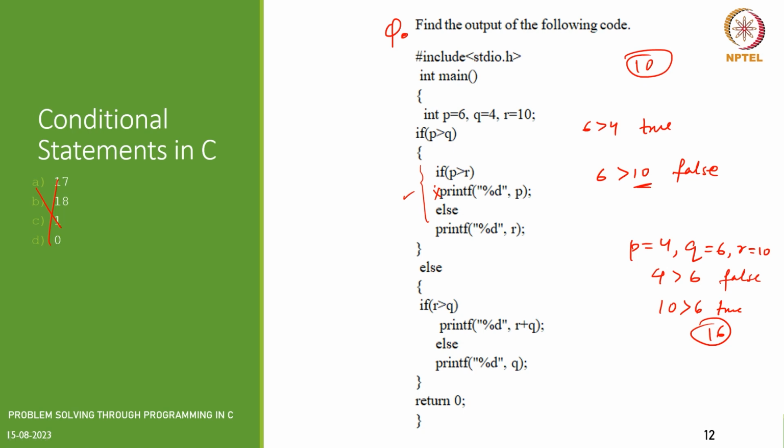Sir, these statements are called nested statements, right? Yes. So this is called a nested if statement, nested if else statement, you can say. Why? Because there is an if, then inside that there is a further if else, then there is an else, and in that again an if else. So nested.